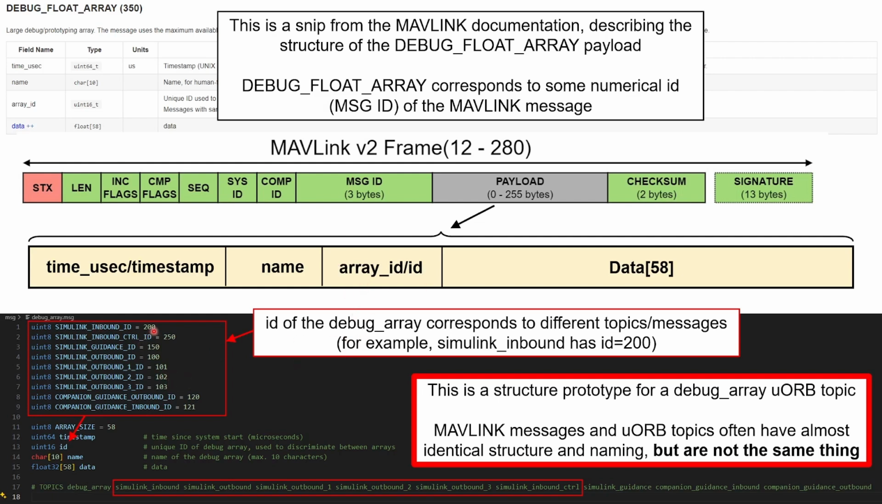Basically, this is how I have defined them in the PX4 firmware, and you see that the inbound ID is 200. So whatever debug array we are getting on the ground, for example, if the ID here is 200, we know it's an inbound message, or inbound debug array, or whatever we can call it. 250 would be inbound control, and so on. So all of these have their own unique IDs.